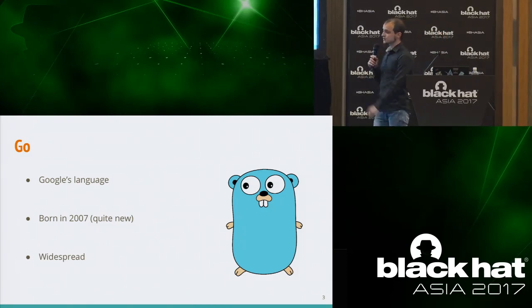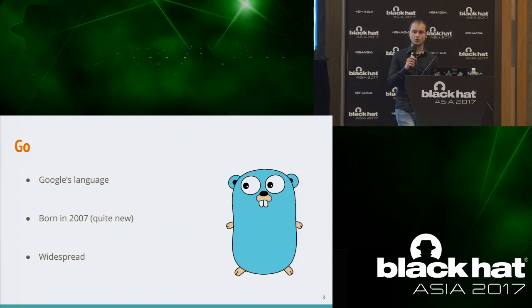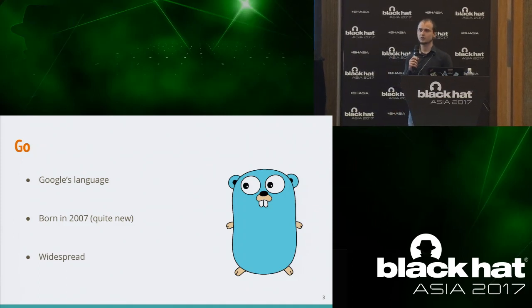Google is sponsoring it, so yeah, it's widespread enough. It is a relatively young language because it's only 10 years old, and people are starting to use that mostly in security tools. Cloudflare is using a lot of Go, Google is using a lot of Go, and Docker, for example, is completely written in Go.